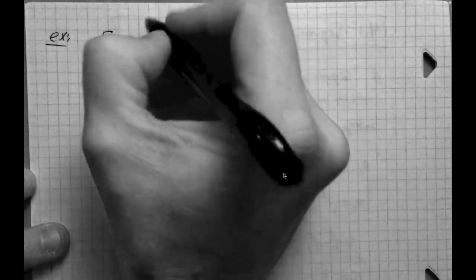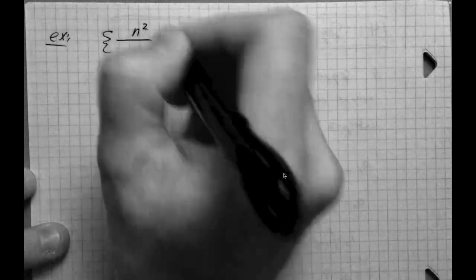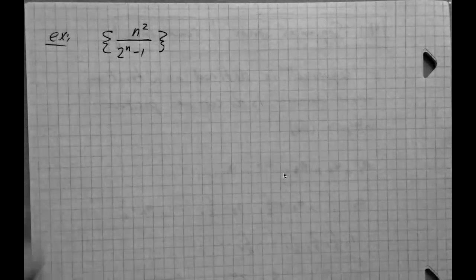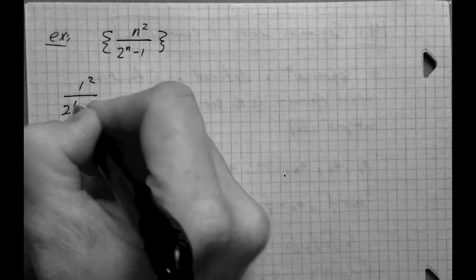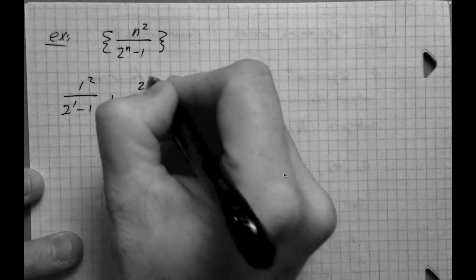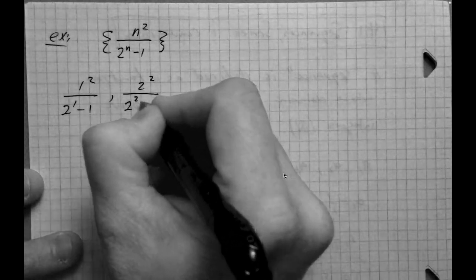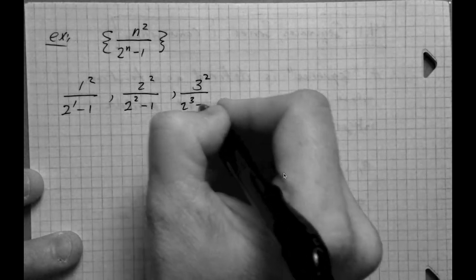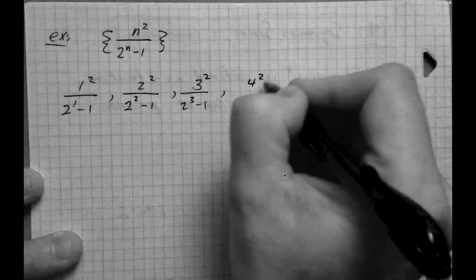Let's see what's next here. How about one more example? So let's say our sequence is n squared over 2 to the n minus 1. All right, what does this one look like? Well, you've got 1 squared over 2 to the first power minus 1. Then you have 2 squared over 2 to the second power minus 1. And then 3 squared over 2 cubed minus 1. And so on, right?